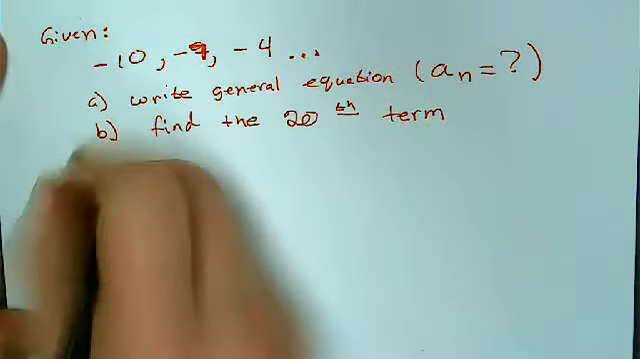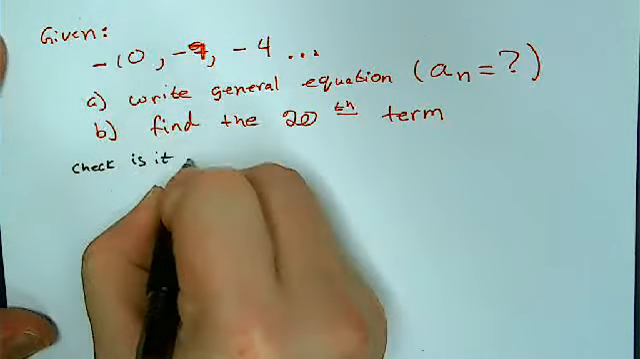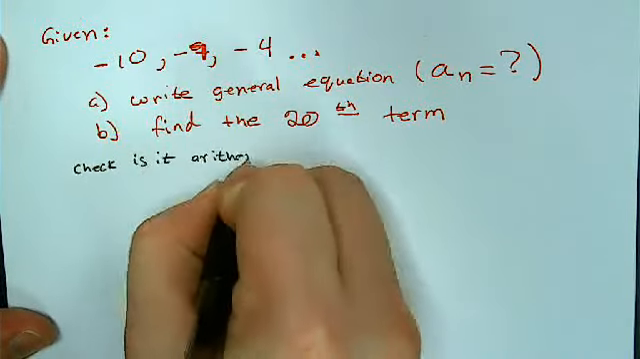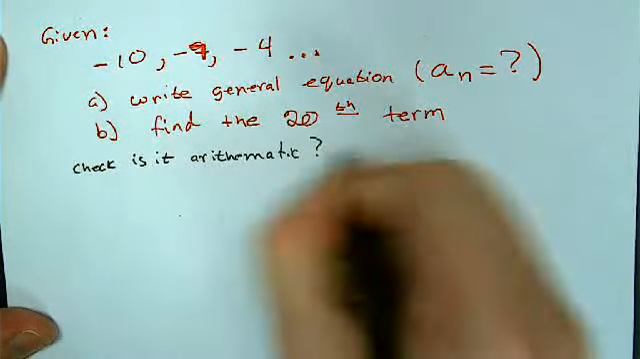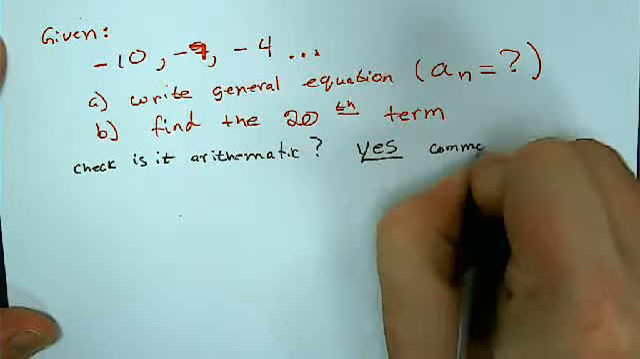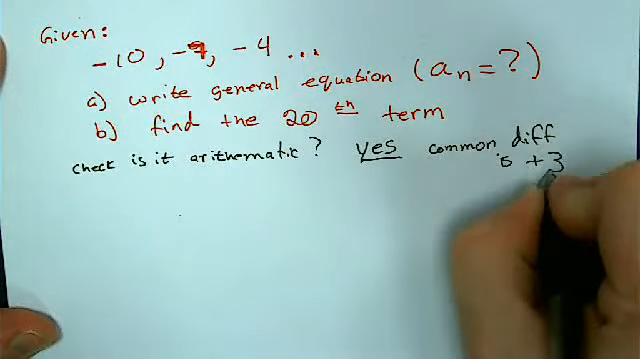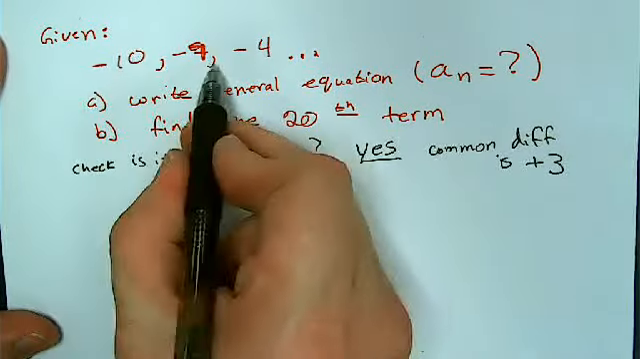So the first thing I check, is it arithmetic? Answer is yes, because the common difference is positive 3. I'm adding 3 to each term.